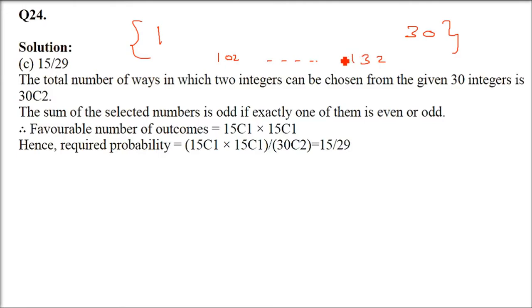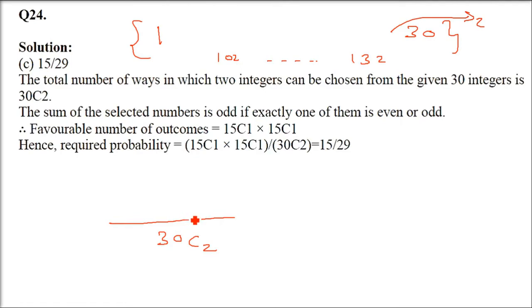Okay. So coming back to the question now, out of 30 consecutive integers, 2 are chosen. So we are choosing 2 out of this. So 30 and 2 we are choosing. So the denominator will be what? 30C2. Okay. So this is the denominator. We have 30C2. We are picking 2 from 30.